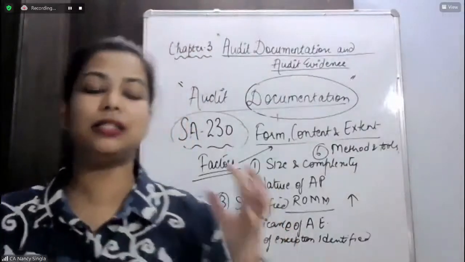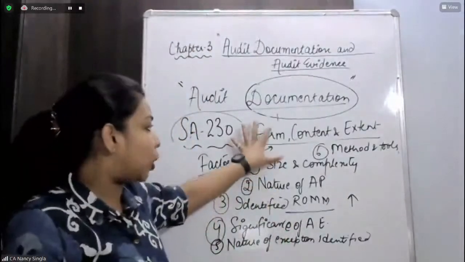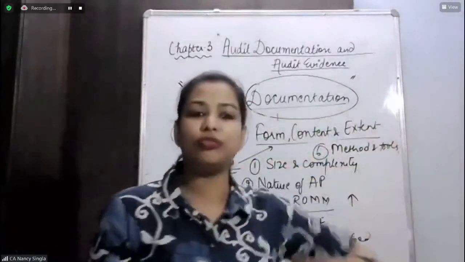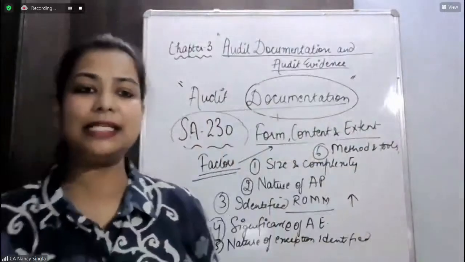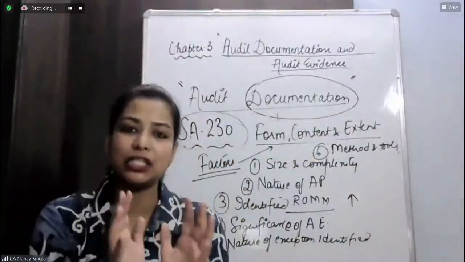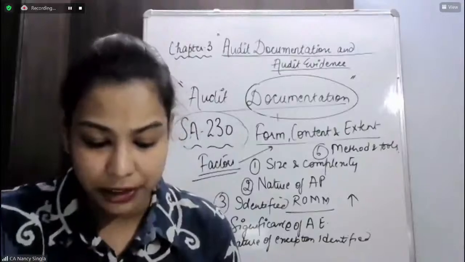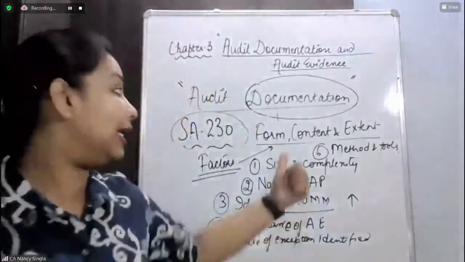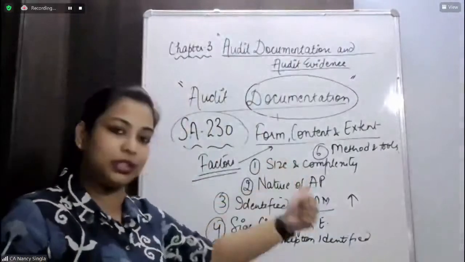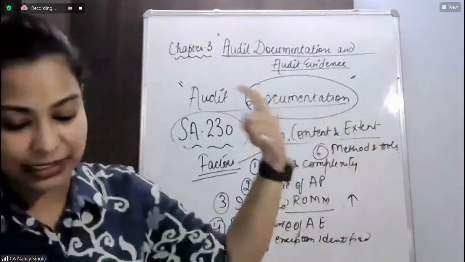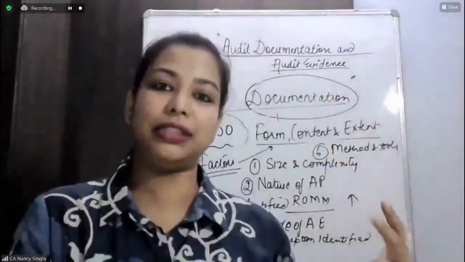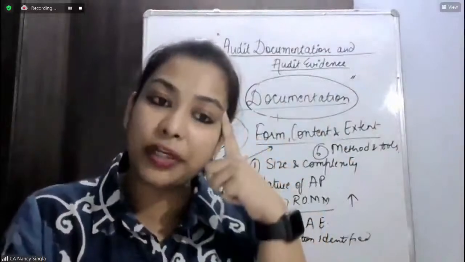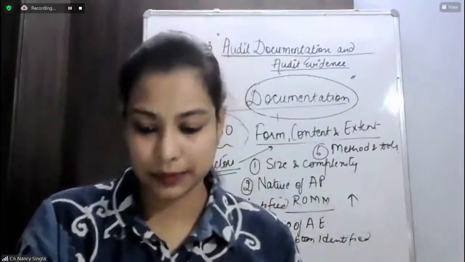I'll quickly just summarize it. The auditor asks SC 230, please tell me the form, content and extent of the audit documentation. SC 230 says that maintain it in such a way that an experienced auditor having no previous connection with the audit should be able to understand the nature, timing and extent of the audit procedures performed, the audit evidences and your significant matters, the conclusions you reached, and in reaching those conclusions, what professional judgment you have applied. Okay?